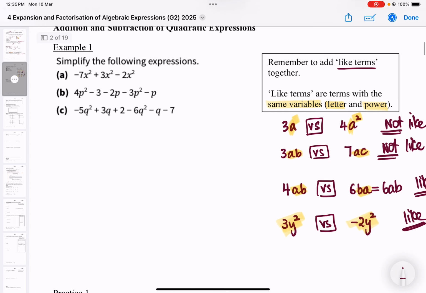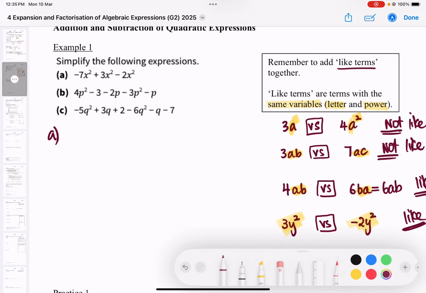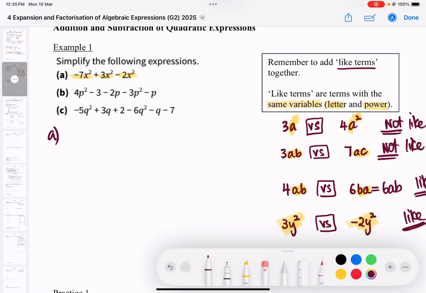So, let us take a look at example 1a here. Negative 7x squared plus 3x squared minus 2x squared. All the terms have the variable x squared, so they are all like terms, so we can just add them together. So how do we add them together? Just like how we add in linear expressions. So for example, let's say this was negative 7 apples plus 3 apples minus 2 apples. They are all the same thing, so we basically just add the numbers together. Negative 7 plus 3 is negative 4. Negative 4 minus 2 is negative 6. So the answer is just negative 6x squared.